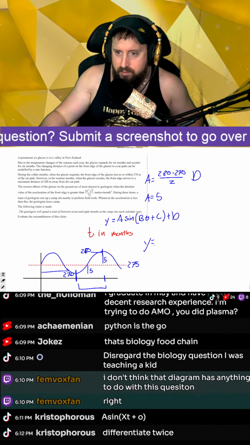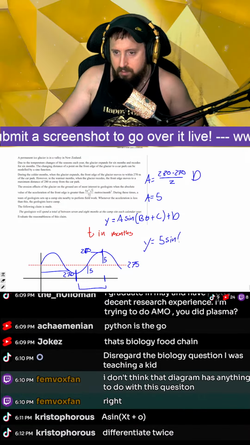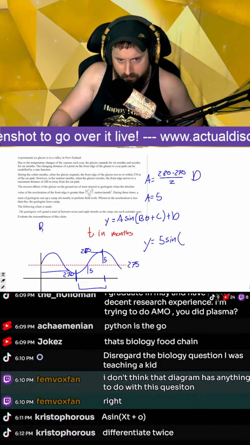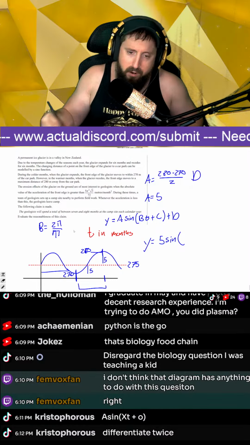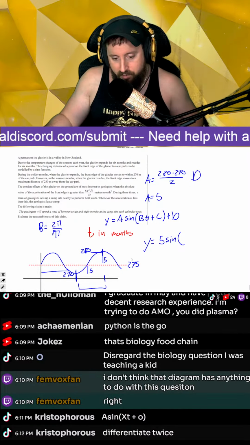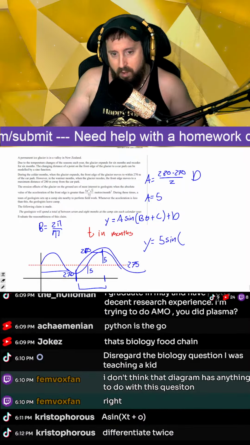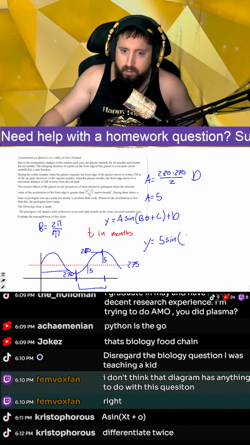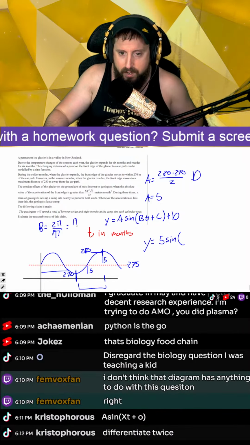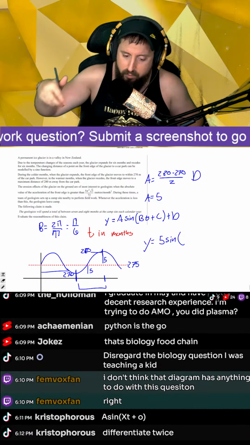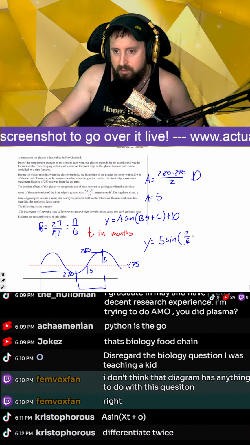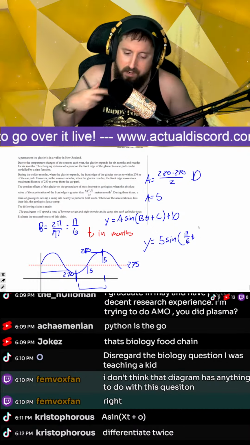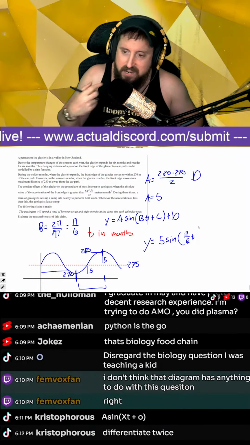So we have y is equal to 5 sine, and then b here is equal to 2 pi over the period. The period is how much time it takes for it to do a complete oscillation. And so that's 12 months. So b is equal to pi over 6. 2 pi over 12 is pi over 6. So I have pi over 6 t. And then I need a phase shift. Okay.